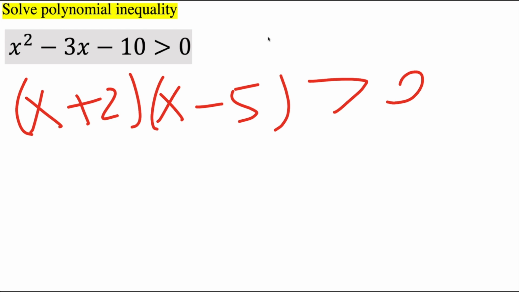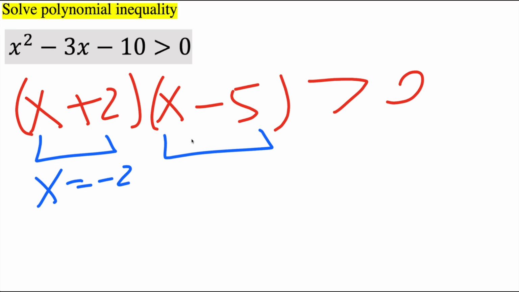Now step 2 says factor the polynomial and determine the zeros. So we need to make this piece equal to 0, because 0 times any number gives us 0. How can we make this piece 0? Well, negative 2 plus 2 is equal to 0, so we get x is equal to negative 2. Now we have to do this piece. What value of x makes it 0? Well, x is equal to 5. Now, this is important. These values make 0, and 0 is not bigger than 0. This 0 is just a placeholder. It's going to help lead us to the correct answer.